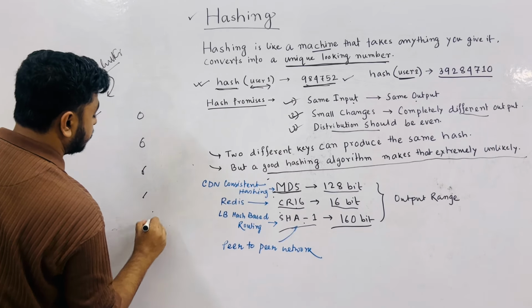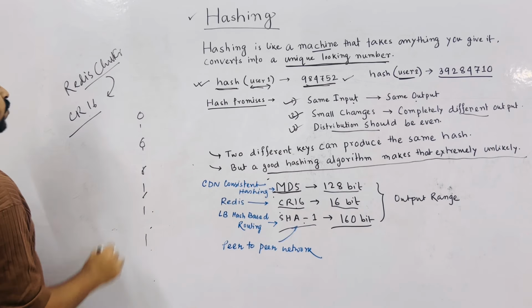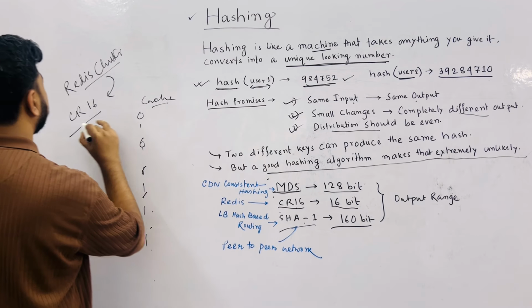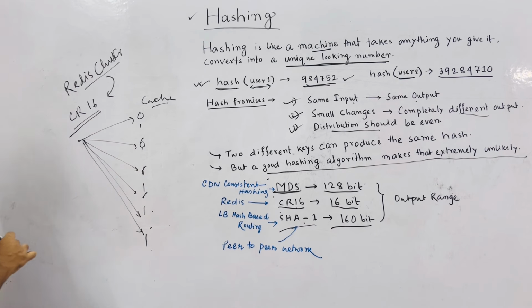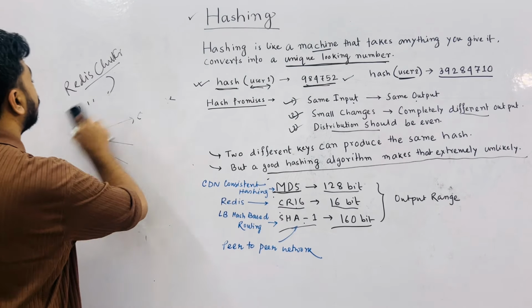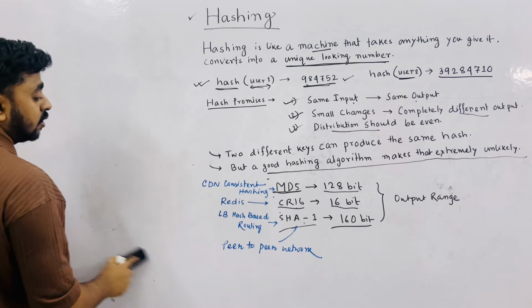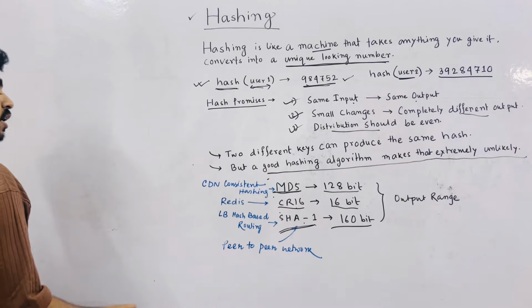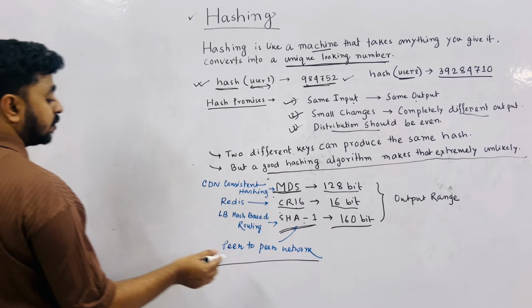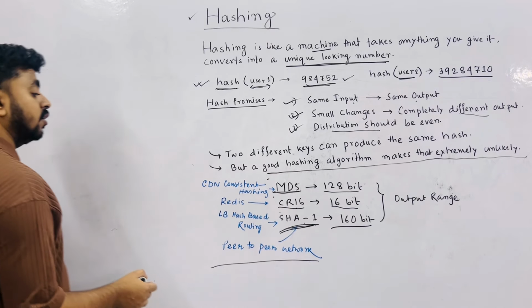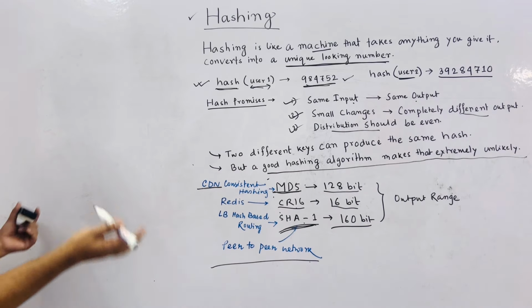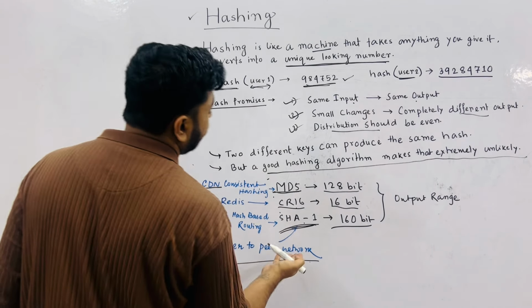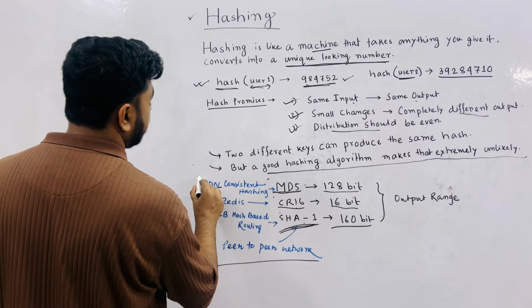In Redis, they have multiple nodes where they are actually storing the cache. They use the CRC16 algorithm to find the nodes and distribute the load evenly between all the nodes in the Redis cluster. In the same way, a load balancer also uses a hashing algorithm, SHA-1. Peer-to-peer network connections also use SHA-1, and for CDN consistent hashing, they use MD5. If you Google, you will get all the hashing algorithms and where exactly we are using them.